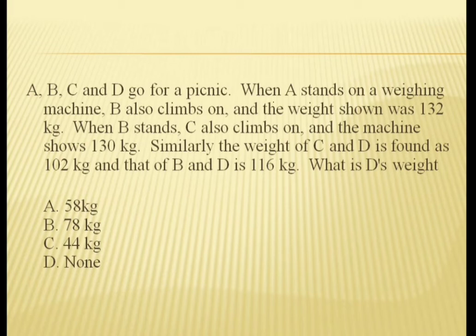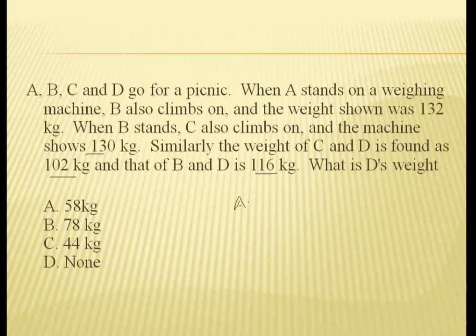Okay, next question. A, B, C and D go for a picnic. When A stands on the weighing machine, B also climbs on, and the weight shows 132 kg. When B stands, C also climbs on, and the machine shows 130 kg. Similarly, the weight of C and D is 102 kg, and that of B and D is 116 kg. What is D's weight? We have to find the weight of D.